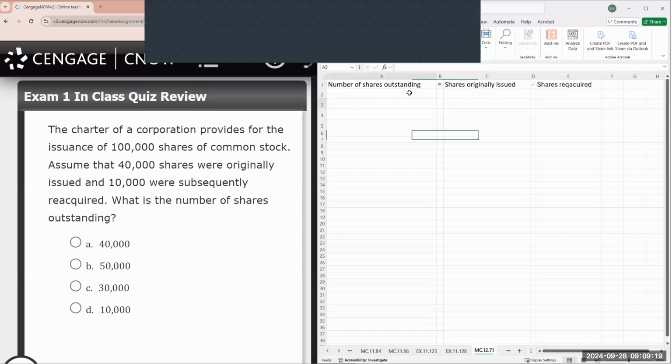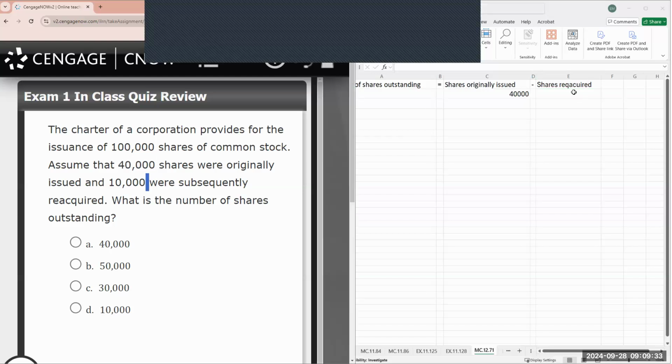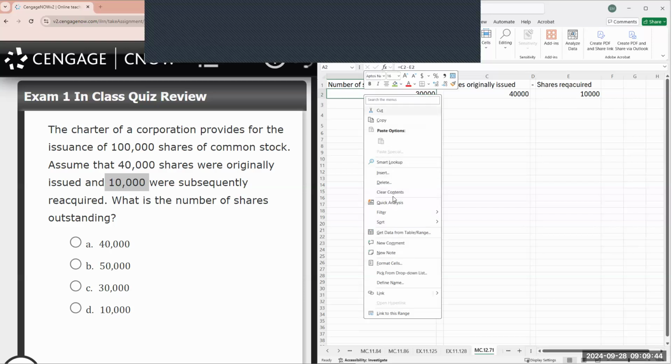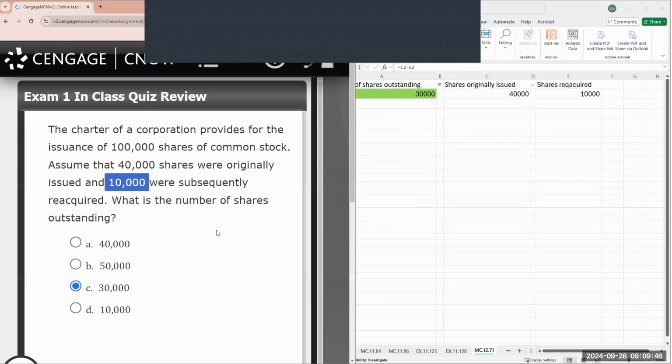So to determine the number of shares outstanding, it is the shares originally issued, in this case, which is 40,000, minus the shares that have been reacquired. And in this case, it tells us 10,000 were reacquired. So therefore, 40,000 shares originally issued minus 10,000 shares reacquired. The number of shares outstanding is 30,000.